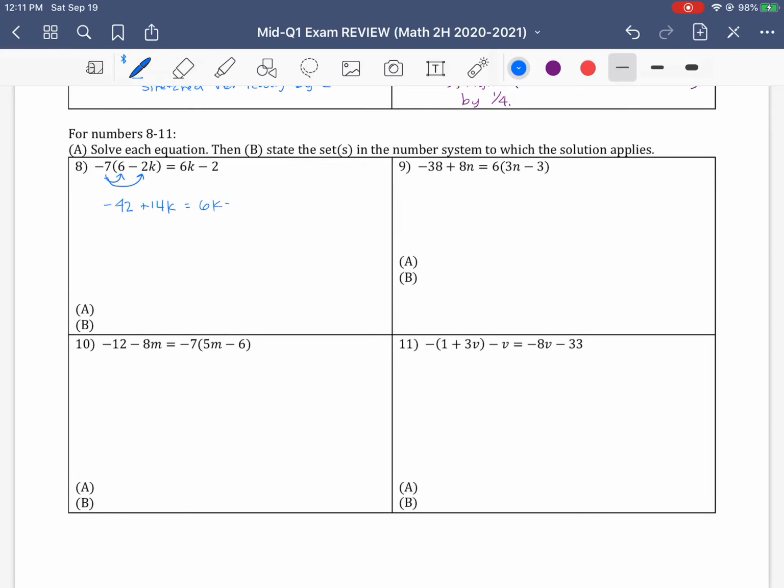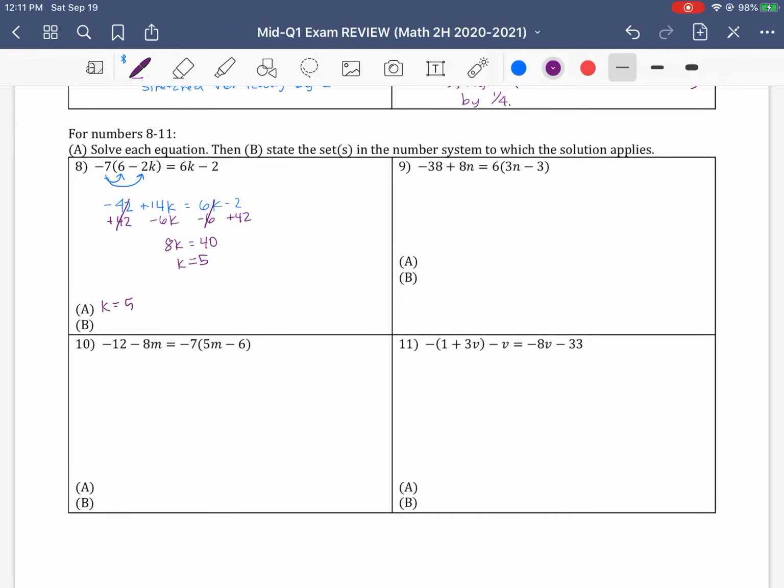And then on the right side, we have 6k minus 2. So we continue to solve by putting the k values on the same side. So if I subtract 6k, and maybe I'm going to add this 42 to the other side to move that one. So I get 8k on the left, and negative 2 plus 42 is a positive 40. So in this case, k is equal to 5.